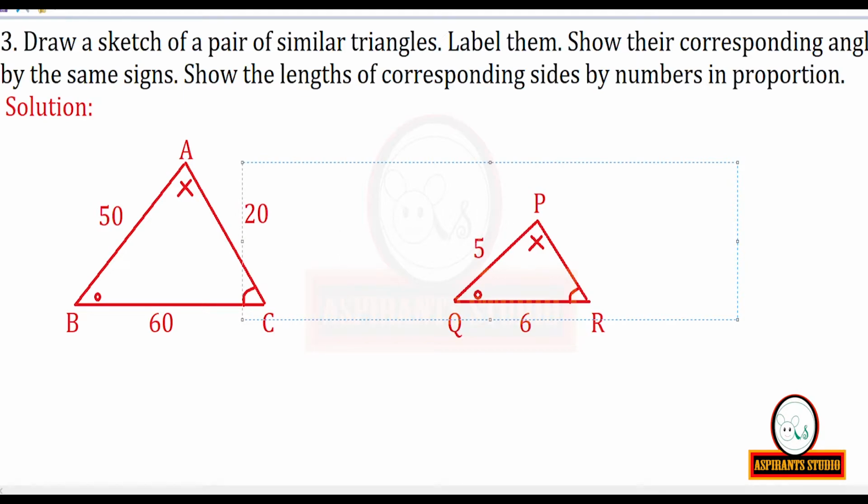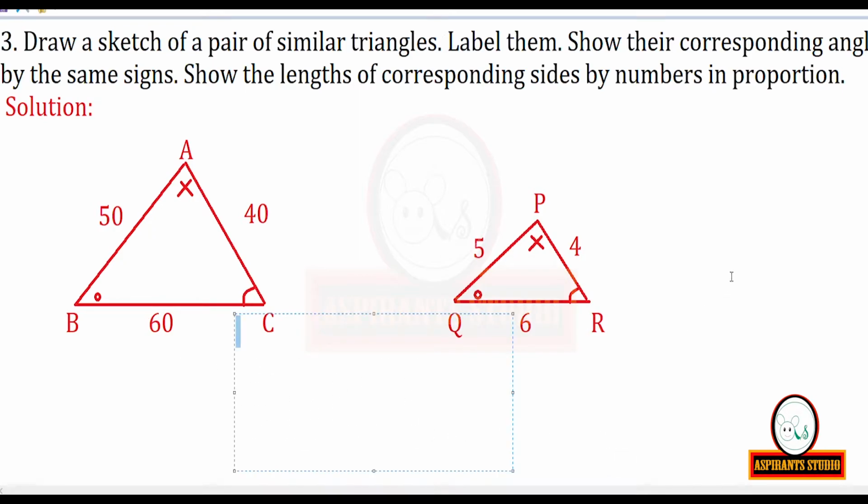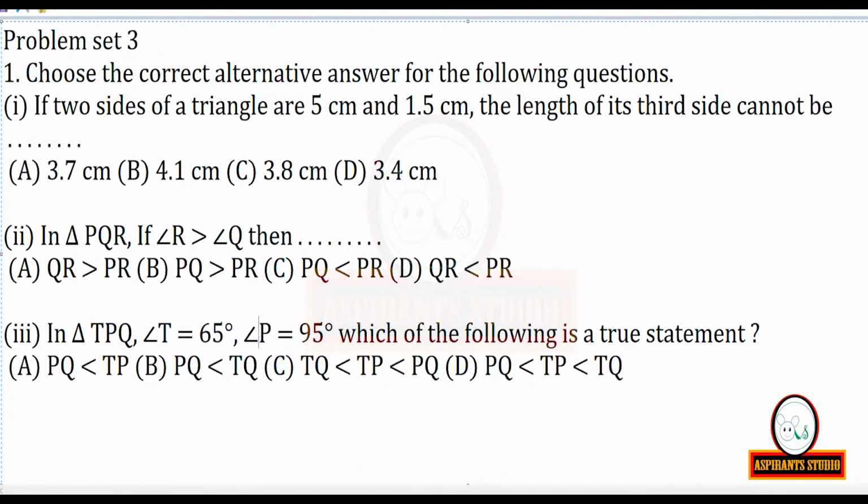Because 50 upon 5 will be equal to 60 upon 6. 50 upon 5 is 10. 60 upon 6 is 10. 40 upon 4 is 10. So these ratios become equal. So accordingly, triangle ABC is similar to triangle PQR. The lengths of corresponding sides are shown by numbers in proportion.